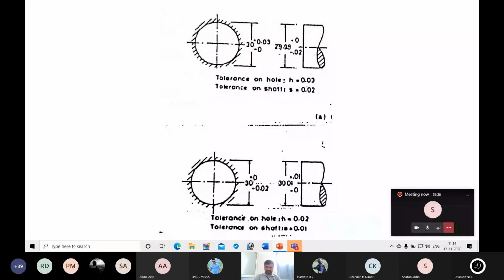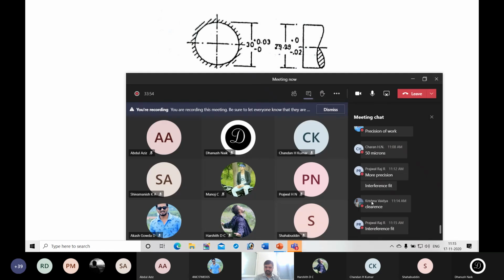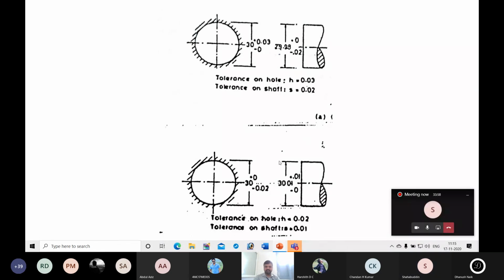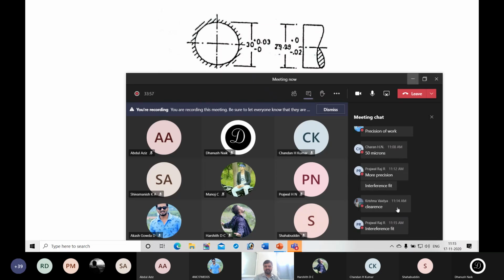Next, consider another example, the second one, where the hole size is 30 mm. The diameter of the shaft is 30.01, and there is a tolerance limit, a negative lower limit of 0.02. So here it will be plus 0.01. Which type of fit are you going to get for the second case? Interference fit. Interference. These things you have studied are very important.